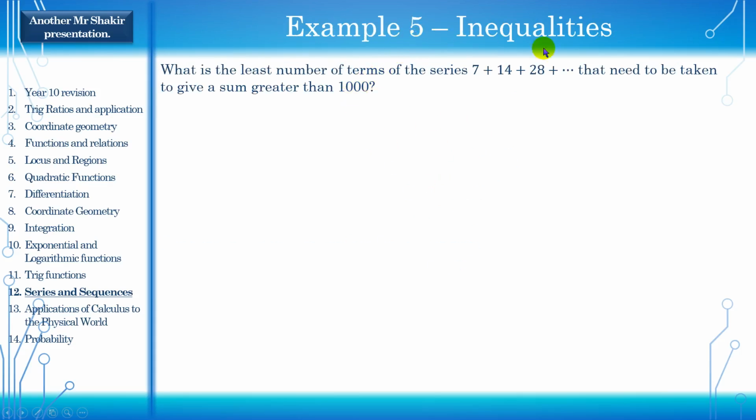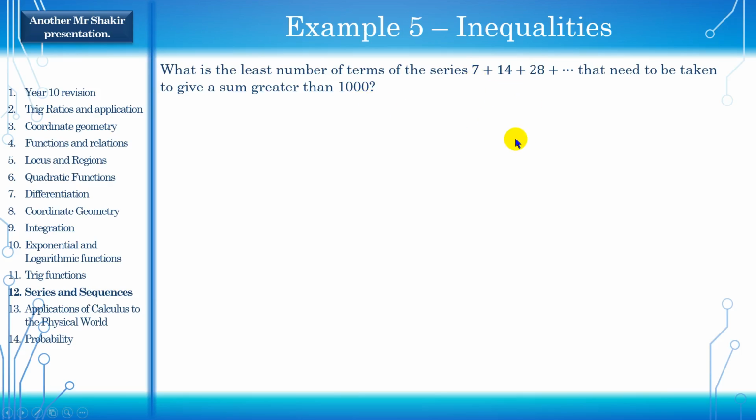Alright, so example 5, inequalities. What is the least number of terms of the series 7 plus 14 plus 28 plus so on that need to be taken to give a sum greater than 1000? So this is the sequence. If you add them up, the total has to be more than 1000. How many terms do we need?